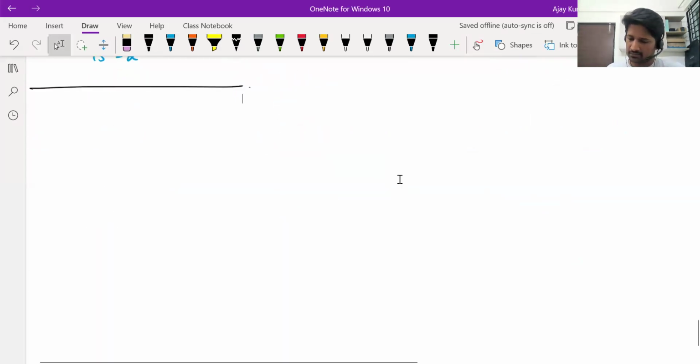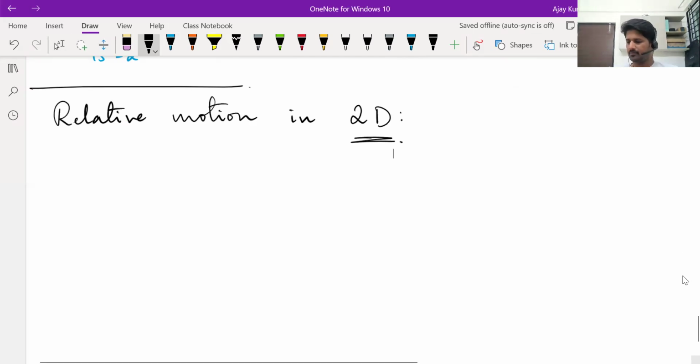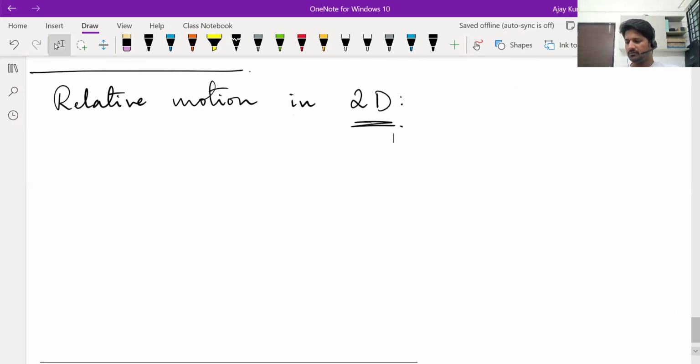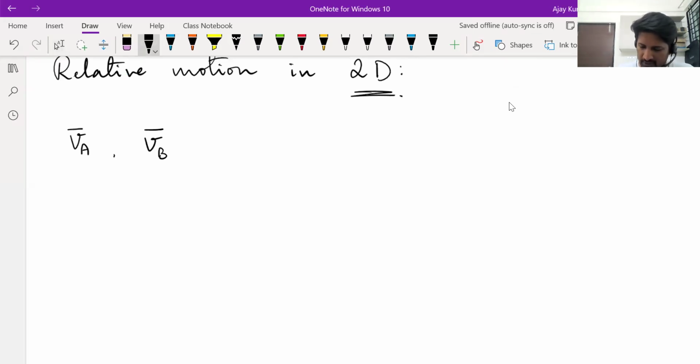The next concept we'll be discussing is relative motion in 2 dimensions. Can one of you tell me how relative velocity is calculated? Suppose you know the velocity of one object A and the velocity of one object B. How to calculate the velocity of A relative to B?